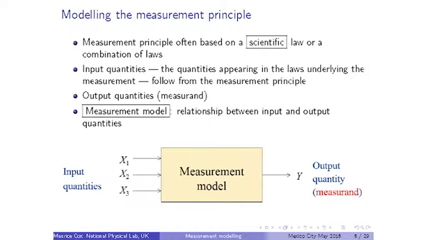We're talking about modeling the measurement principle. As I said, it's often based on a scientific law, perhaps a combination of laws. The input quantities are the quantities appearing in those laws underlying the measurement, and they follow from the measurement principle. The output quantities constitute the measurand. The measurement model, as I say, is a relationship between the input quantities and the output quantities, and the diagram below illustrates this simple concept. It's simple in concept, but often difficult in practice.